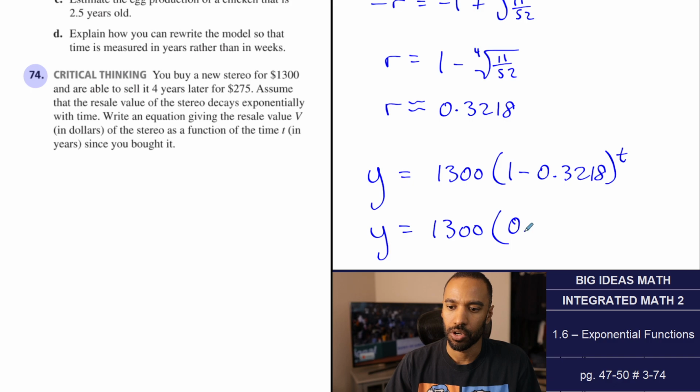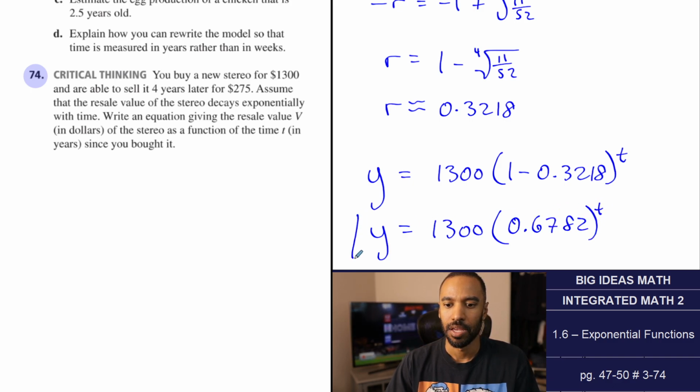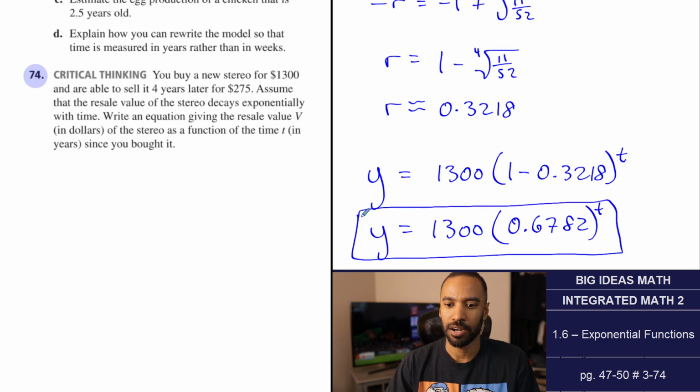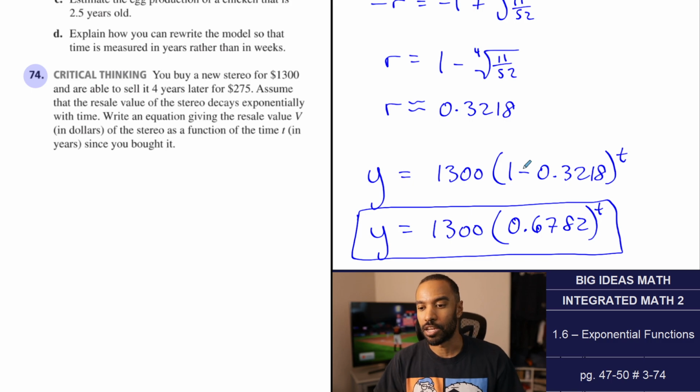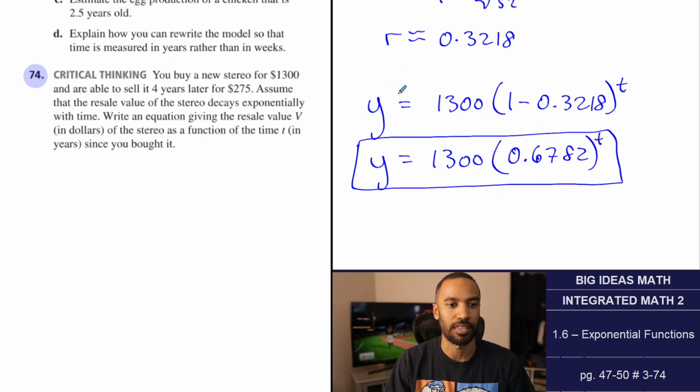0.6782. 0.6782 raised to the t power. So that should be the resale value there. If I plug 4 into that equation, that's where you should get 275. And then you could do it after 10 years and things like that, and you get the equation from there.